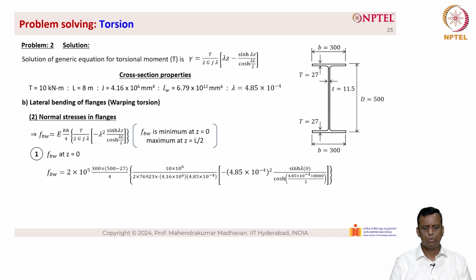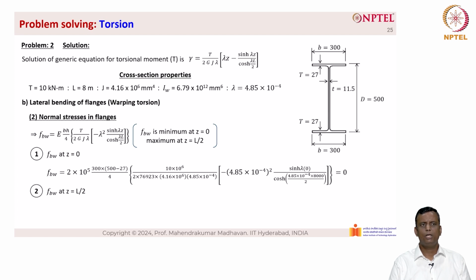divided by 2 into G, which is 76923, into J, which is 4.16 into 10 power 6, into lambda, which is 4.85 into 10 power minus 4, into bracket open minus of 4.85 into 10 power minus 4 the whole square, into sinh of lambda z divided by cosh of lambda L, where lambda is 4.85 into 10 power minus 4 and length is given as 8 meters, so 8000 mm divided by 2. This entire equation becomes 0 because sinh of lambda into 0 equals 0. B_w at z equal to 0 is 0.